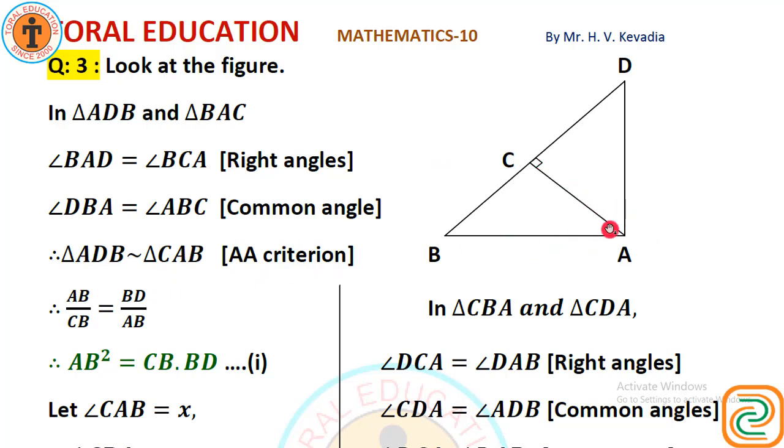CAB. Therefore, A and D are similar, equal. B is the common angle in both, so B has been taken at the last. So AB upon CB equals BD upon AB. We want AB two times, so AB is taken here in both the triangles. So AB has been taken to the left side, that is AB square equals BD into CB.